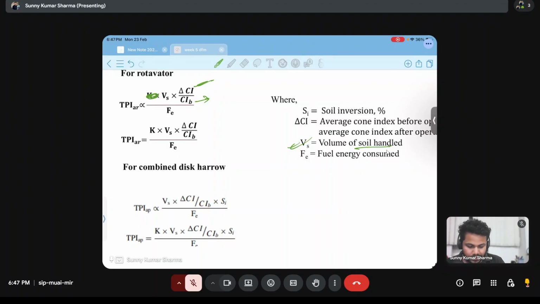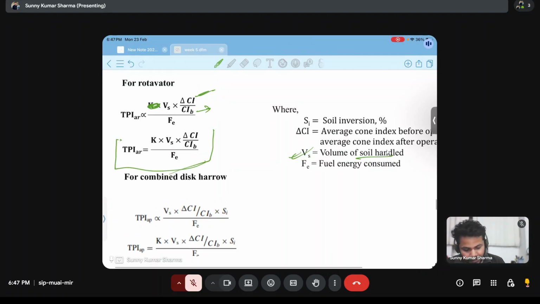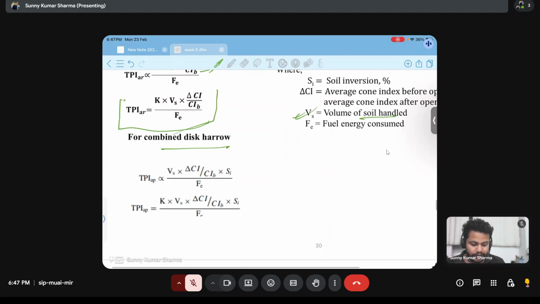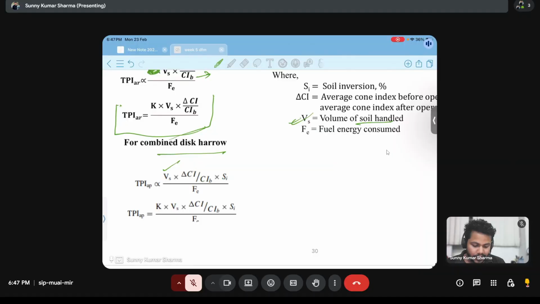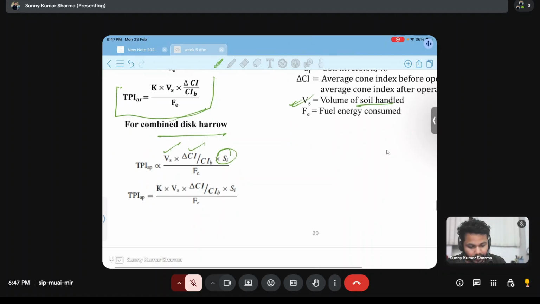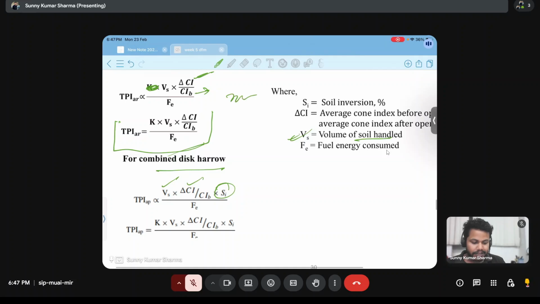So the tillage performance index of a rotavator, an active tillage implement, will be Vs into delta Ci by Cib, divided by the energy term. For the combined disc harrow, it will again be Vs into delta Ci by Cib, but a soil inversion term will be there for the disc harrow. For the rotavator, it is pulverizing the soil.